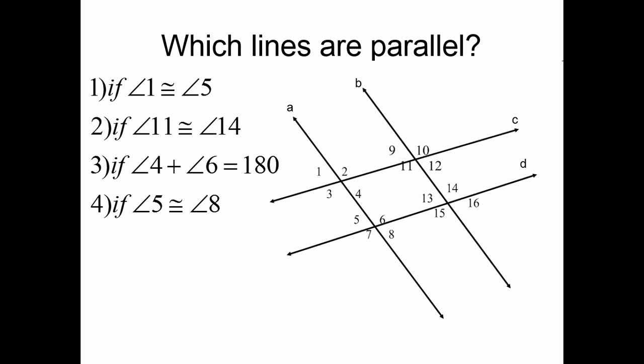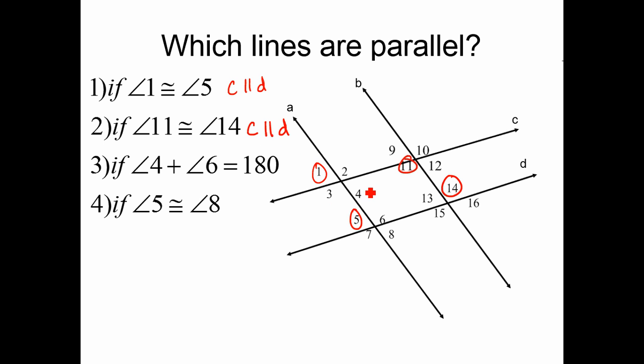Which lines are parallel? If 1 and 5 are congruent, here's 1, here's 5, those are corresponding angles. So line C would be parallel to line D. If 11 and 14, here's 11, here's 14, those are alternate interior angles. So again, I could state with 100% certainty that C is parallel to D.